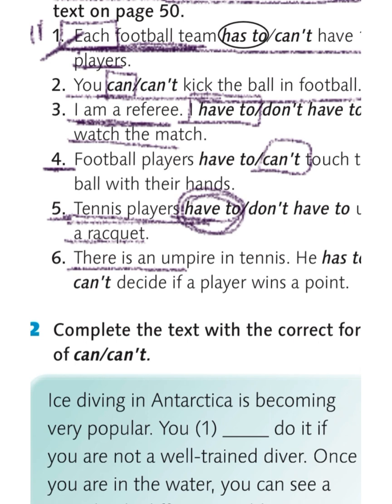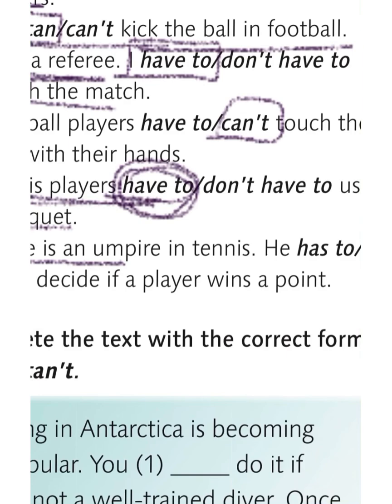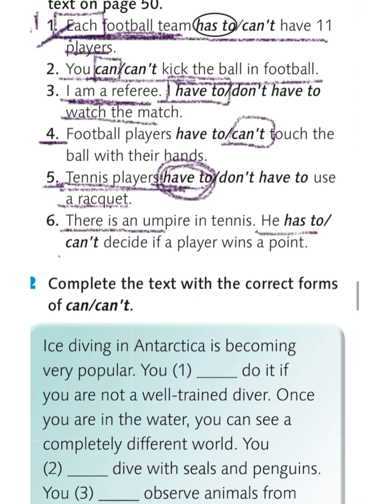أما بالفوتبول جيم شو بنسميه referee. طيب, there is an umpire in tennis. الحكم بالتنس بنسميه umpire. He has to ولا can't decide if a player wins a point.